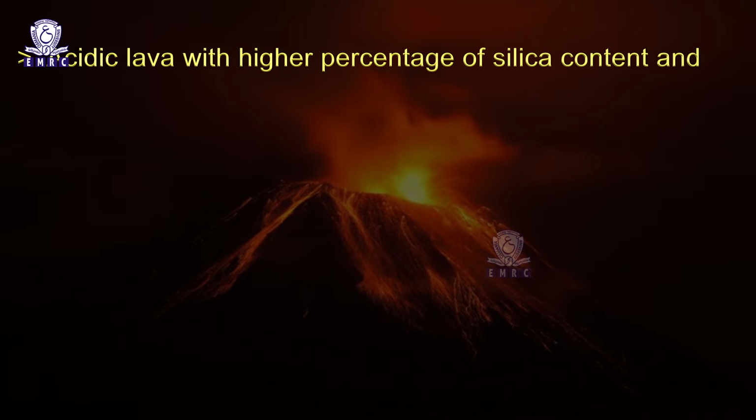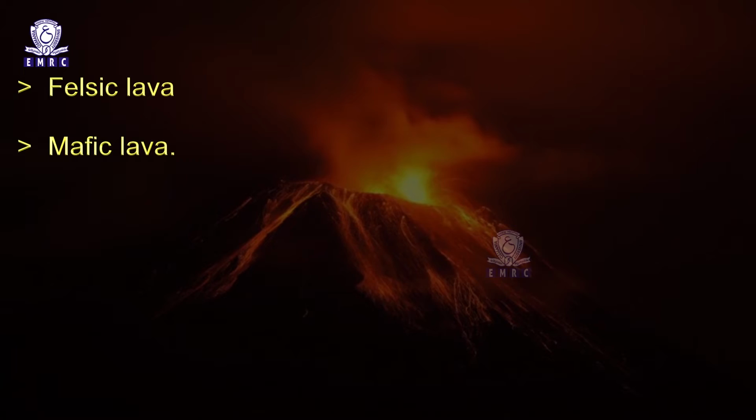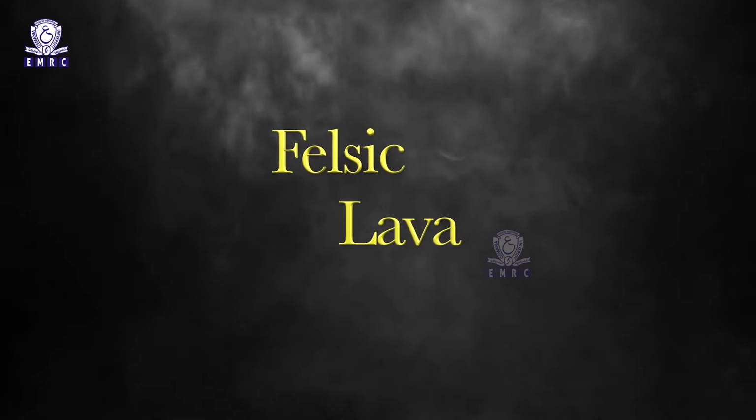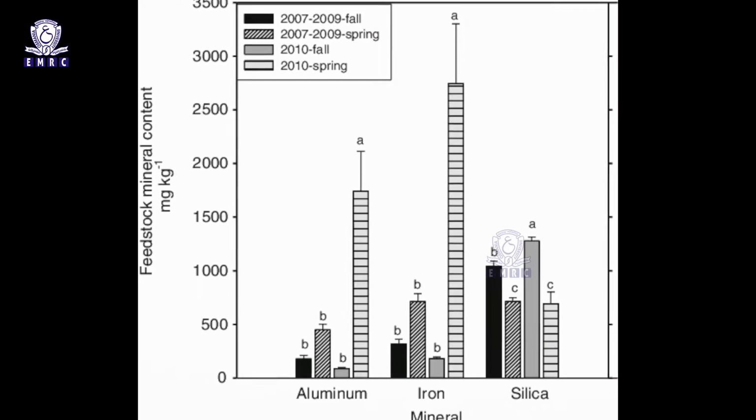On the basis of silica content, the lavas are divided into two types: acidic lava with higher percentage of silica content and basic lava with low percentage of silica. Lavas are also classified on the basis of mineral content into two types: felsic lava and mafic lava. Felsic lava is the type of lava which is less fluid in nature and is characterized by high viscosity. The felsic lava is rich in iron and silica content.